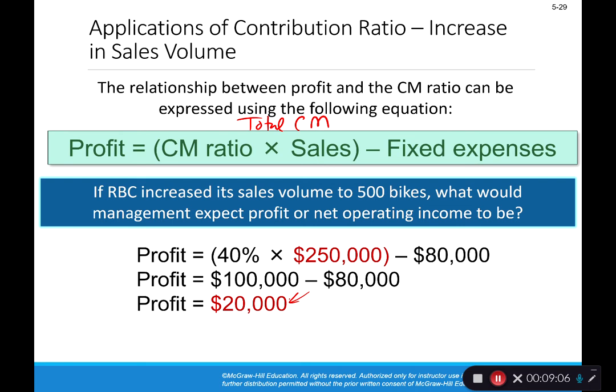So if we want to say, what would profit be if sales was 300,000? We could take 40% times 300,000 minus the 80 fixed cost, and that would give us what, 120,000 minus 80,000, which with my limited math skills I think is $40,000. And we can do that at any level of sales. Nice, quick, and easy way to determine what our profits are going to be.